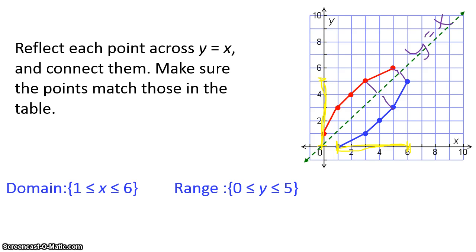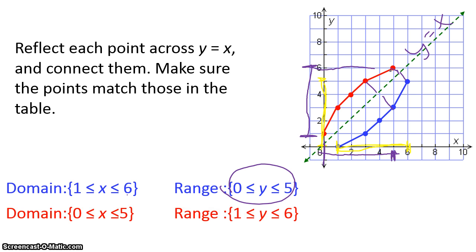Okay, so let's take a look at the domain of our inverse. So actually we start at 0, we go to 5. Look at that. And for our range, we started at 1. Did we go to 6? Let's look. Yeah, we sure did. So again, what happened was our domain and range switched just like our x's and y's.